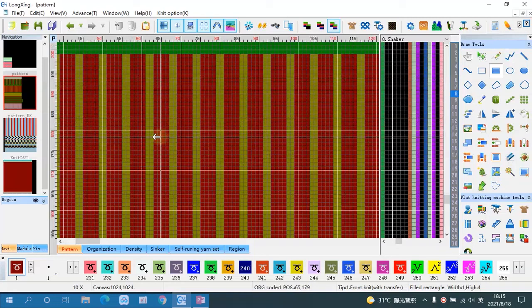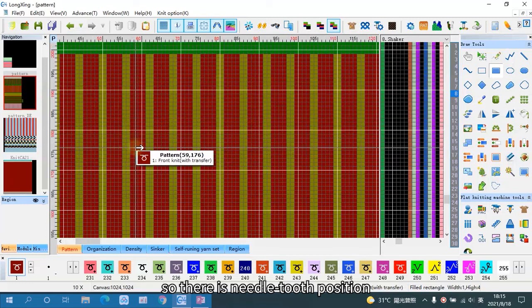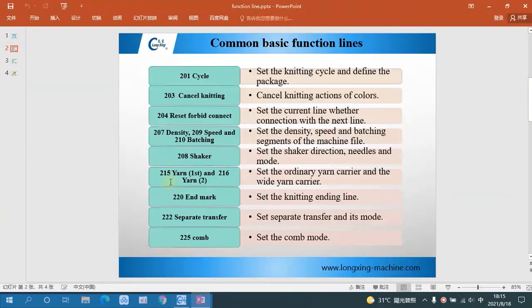In there, because they have full needle knitting, so there is needle tooth position. 215 and 216 yarn carrier. 215 can set the ordinary yarn carrier, and 216 sets the wet yarn carrier.